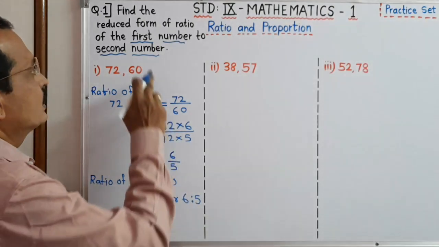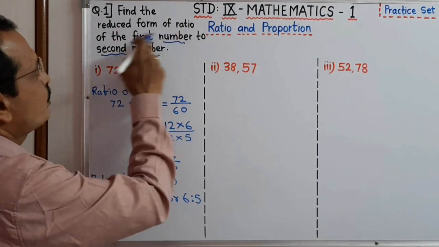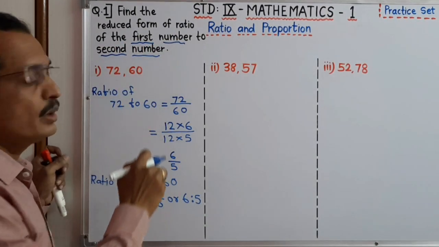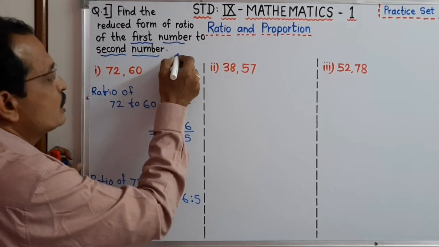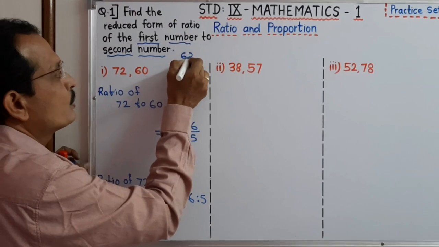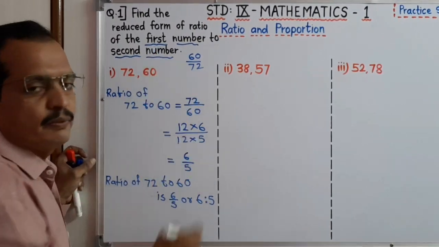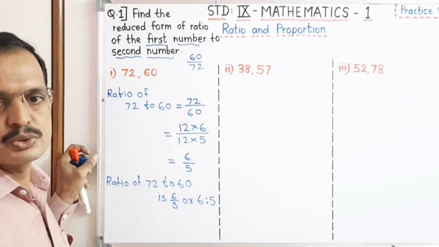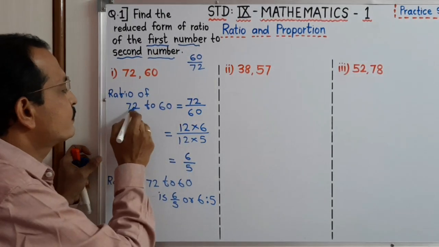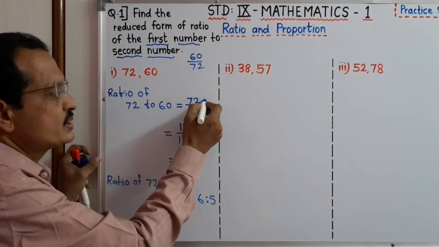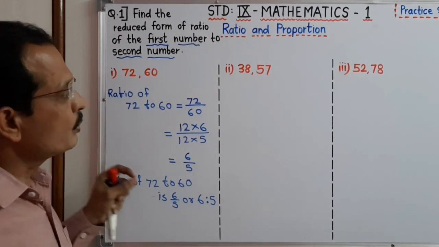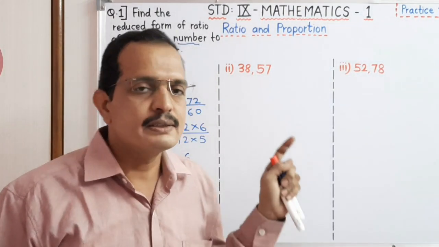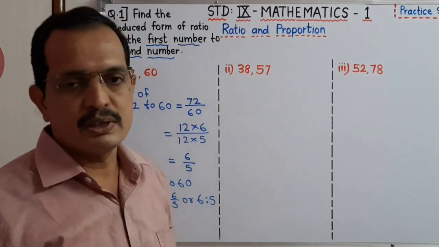Now if the condition is to write the reduced form of the ratio of the second number to the first, at that time, instead of 72 upon 60, we have to write 60 upon 72. Got it, dear student? But the condition is first to second, therefore we write the first number and then we take the second number. Now see the second one. The second one is 38 to 57.